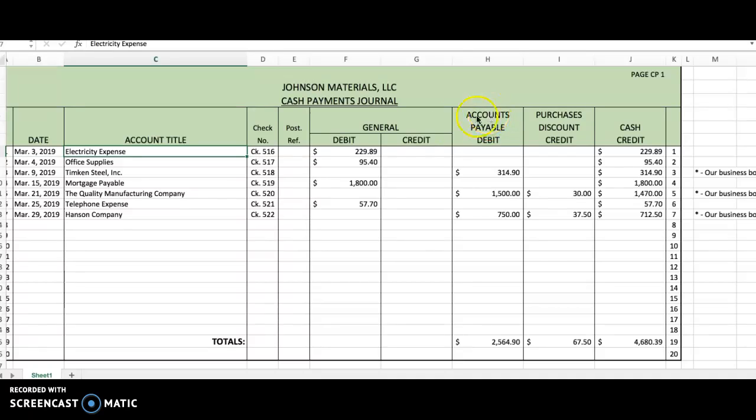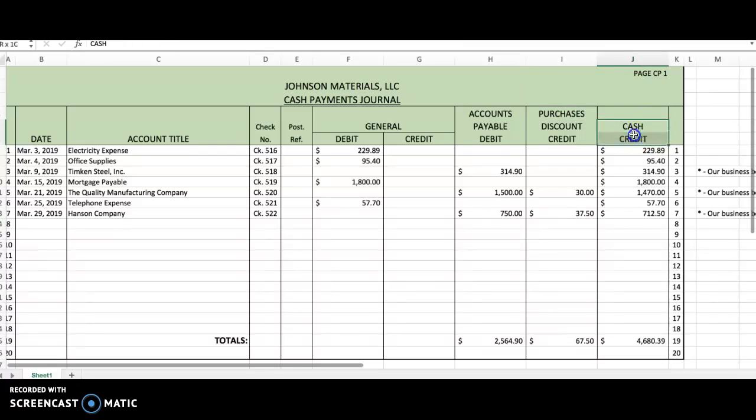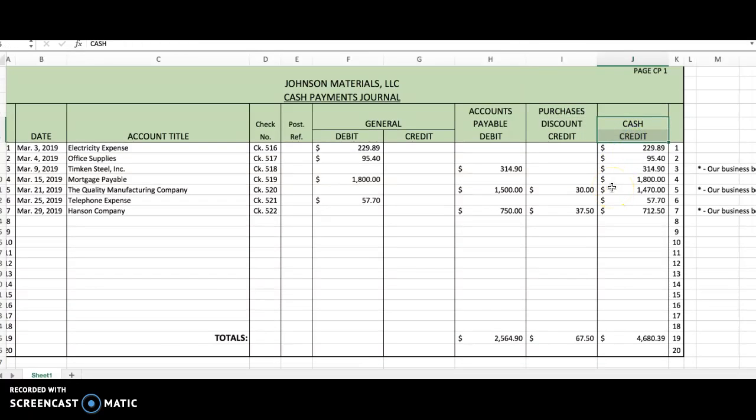You will see that we have a general debit and a general credit column, and there are entries in the general debit column that we hadn't had in the previous multi-column journals. Accounts payable debit column we will be using quite a bit, something called purchases discount credit that we'll talk about, and then cash credit, of course, because this is the journal that records entries that spend money from the business. So let's take a look at a couple entries.